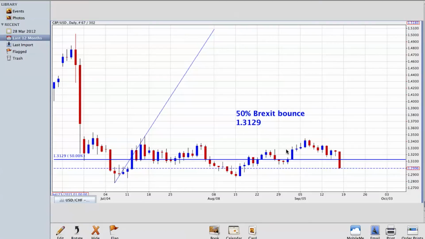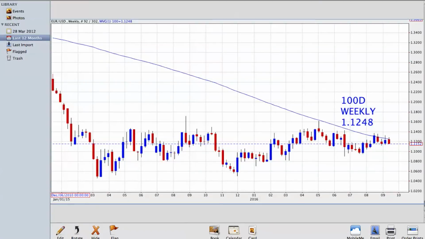If we have a look at the euro against the US dollar, the 100-day weekly average, and the main pivot on this currency, sits around the 112.48. That's a pivotal level, and as you can see by the chart in front of me, we haven't been able to break above there. If we start to break and close above that 100-day weekly average, then it's a game changer for the euro.